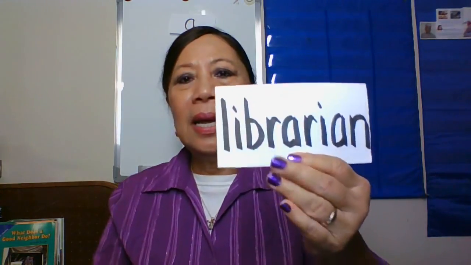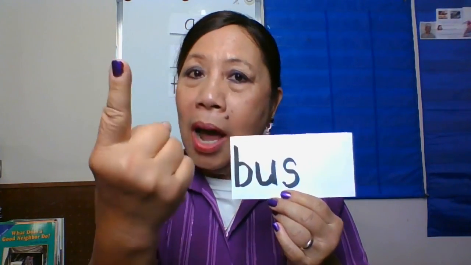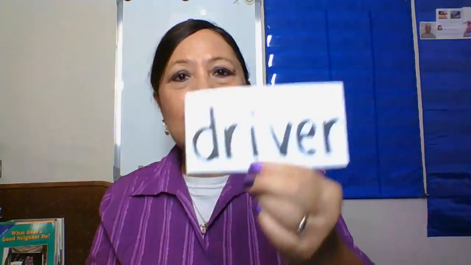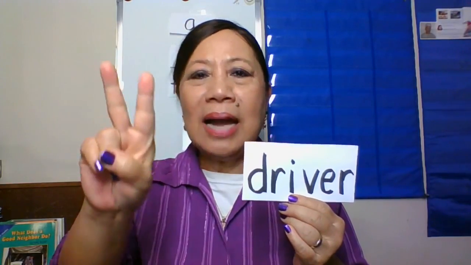Good job. Let's clap on the librarian. How many times did I clap? Go ahead and clap. Tell the person sitting next to you how many times you clap. I clap 3 times. Librarian has 3 syllables. Next, clap on the bus. Bus, how many syllables do you hear? 1 syllable for the bus. Let's clap on the driver. I clap 2 times. Driver has 2 syllables.